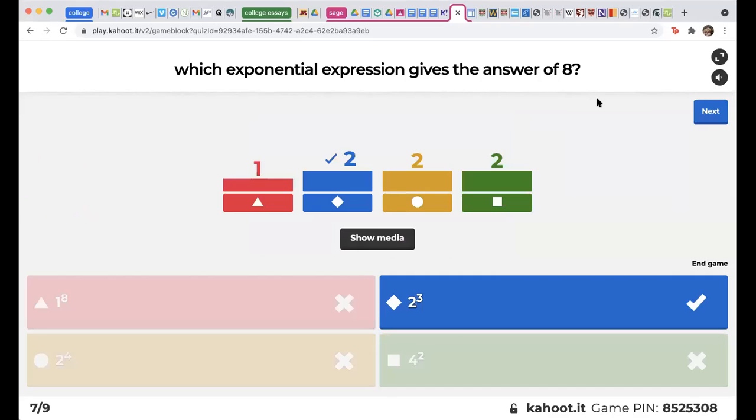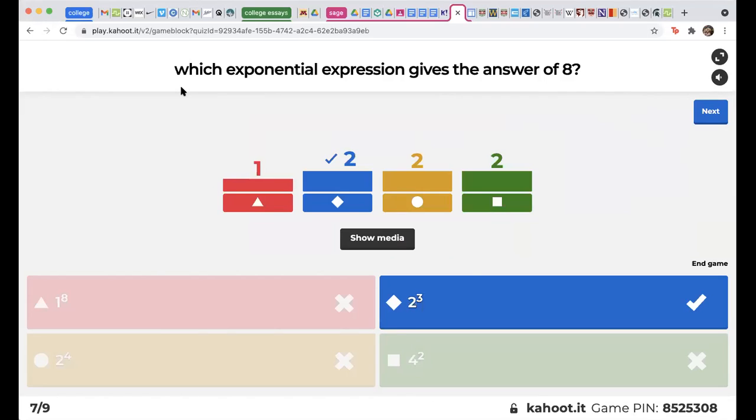This is kind of a trick question, I guess. Okay, so let me just talk about this one really quick. 1 to the power of 8 is 1 times 1 times 1 and so on 8 times. So when you do that, you would just get 1. 2 to the power of 4 is 2 times 2 times 2 times 2. And when you do that, you get 2 times 2, 4, 8, 16. Okay, so that's not 8.